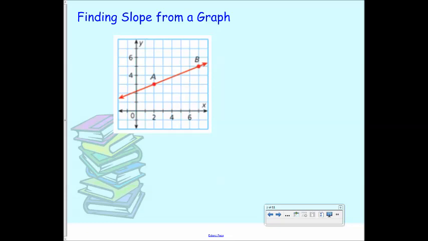Well, it depends on where you're starting from, right? Are you starting from point A or B? Does it matter? No. It doesn't actually matter. You'll get the same slope either way. So let's start from point A. If we're starting from point A, are we going to go up or down to get to point B?